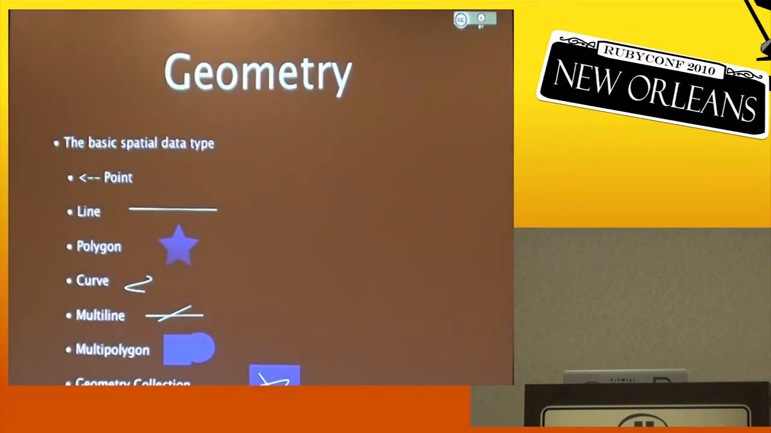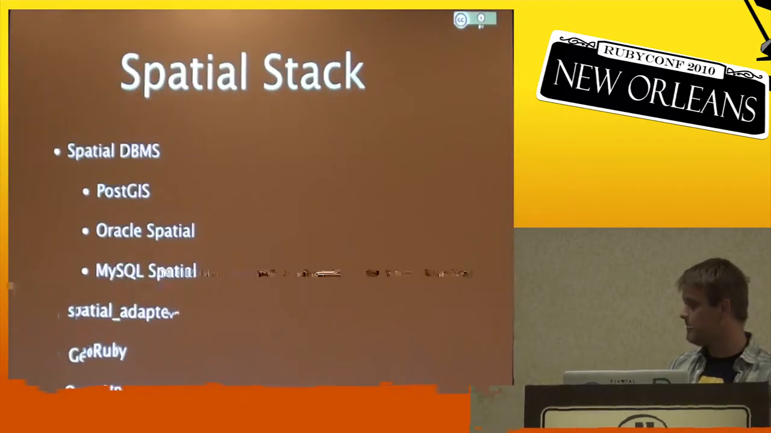Okay, the last bit of information I want to go through before we get into the spatial stack is I want to talk about geometry, which is the basic spatial data type. Geometry is that stuff you remember from high school, honest. Points, lines, polygons. When you deal with spatial programming, there's a reasonably finite set of geometry types. You can have a point, a line, a polygon, a curve, a multi-line, which is two lines stuck together, a multi-polygon, which is two shapes stuck together, and then a geometry collection, which is a bunch of shapes all melded together. Does that make sense?